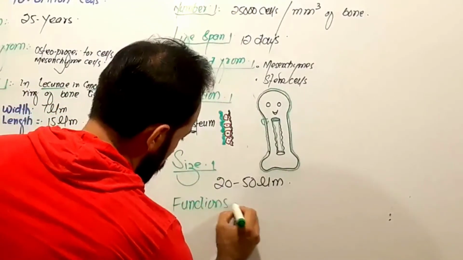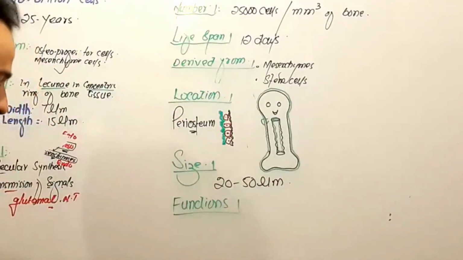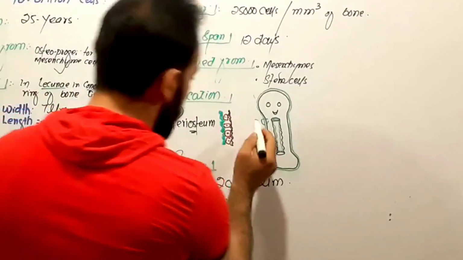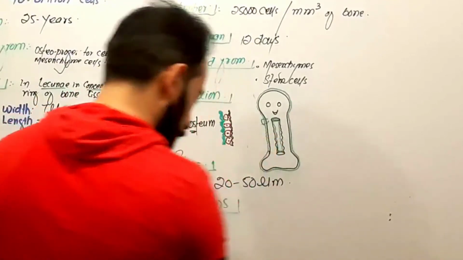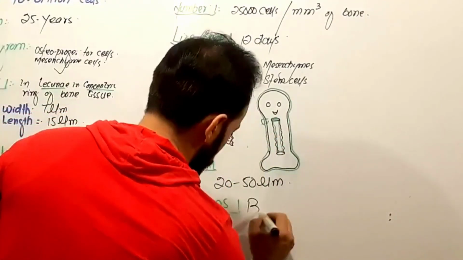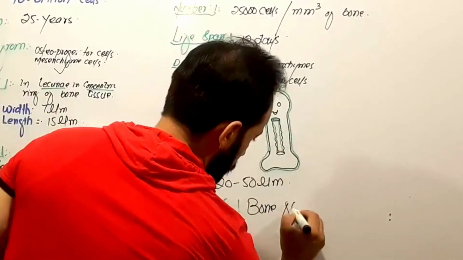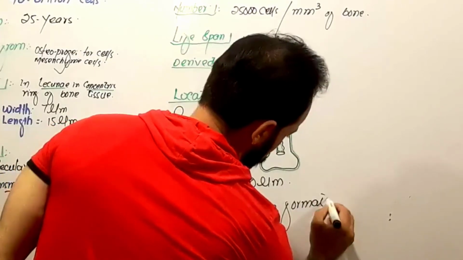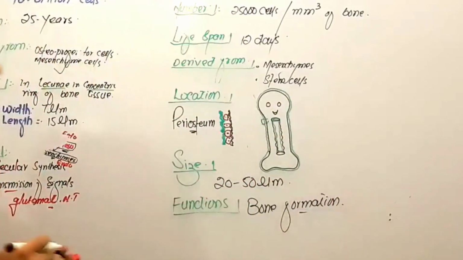And what is their function? Functions of osteoblasts. Oh, very important. Their function is mostly producing the bone mass, or the bone formation. They are always forming the bone. So this is a very important function for these cells, right friends.